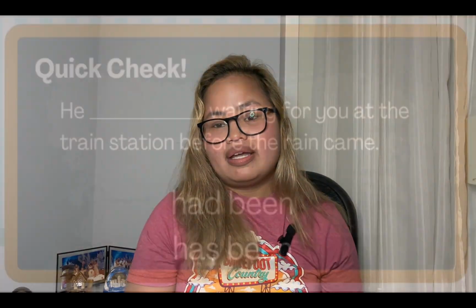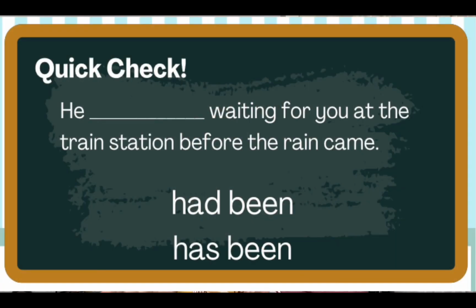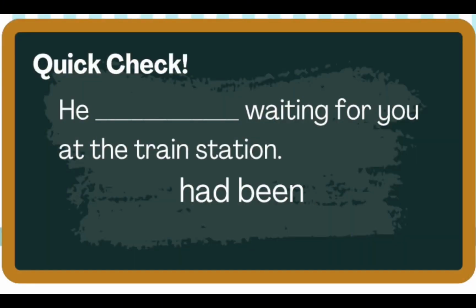So let's do a quick check. All you have to do is complete the sentences. He blank waiting for you at the train station before the rain came. Is it had been or has been? It is had been. Very good.